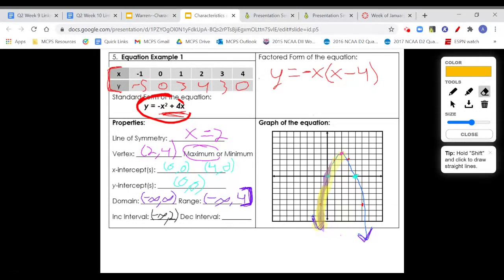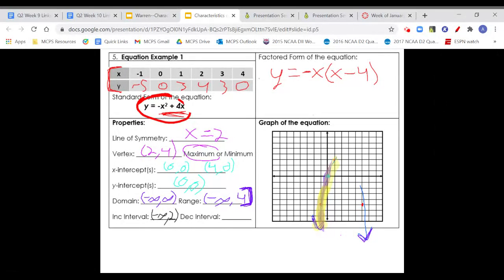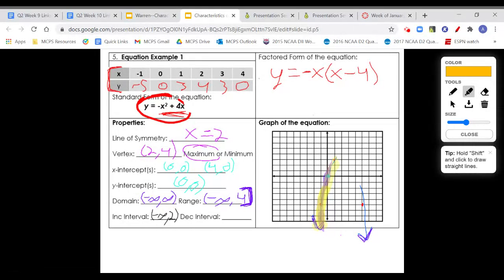And starting after that, oh, that's not what I meant to do. Oops, I want to highlight. Okay. Starting there, you see how we go down from there. And so starting at that point 2 and going until infinity, we are decreasing.